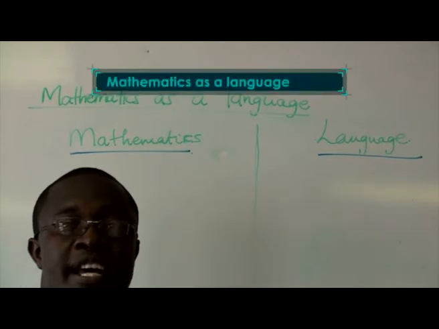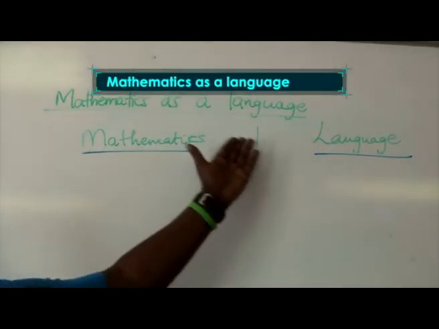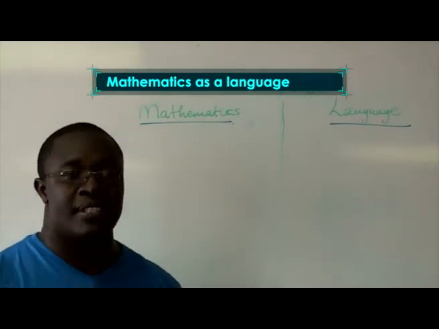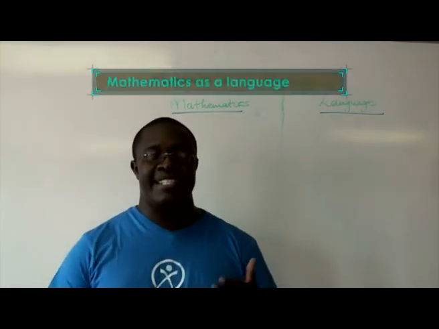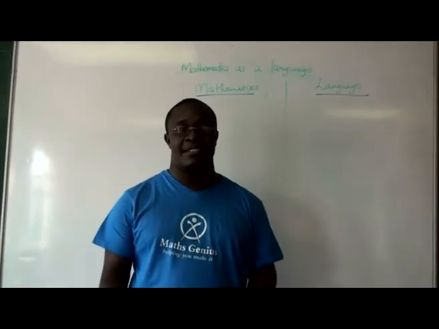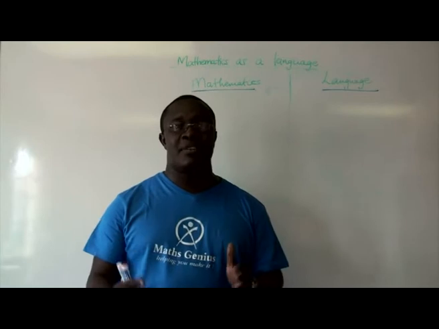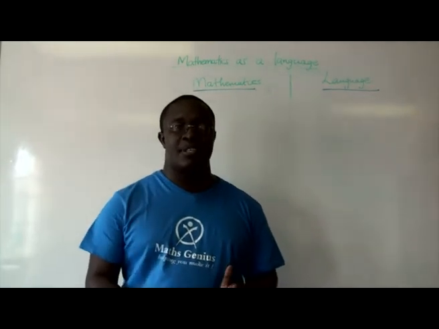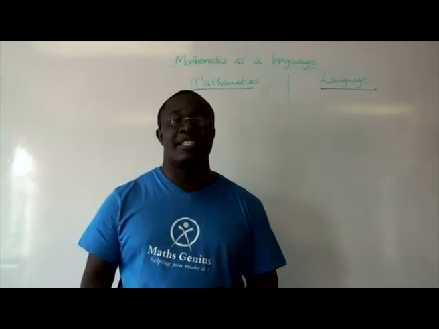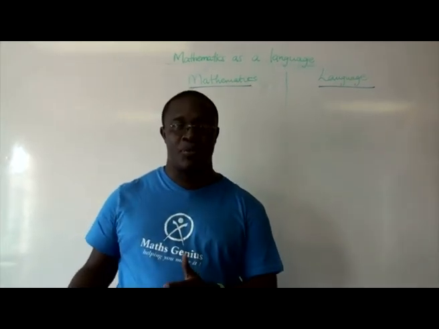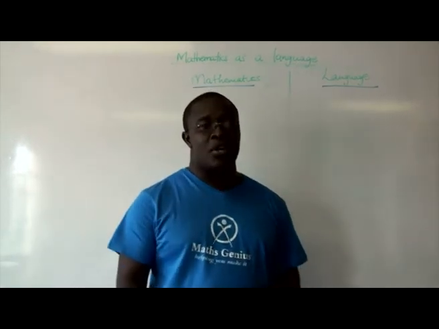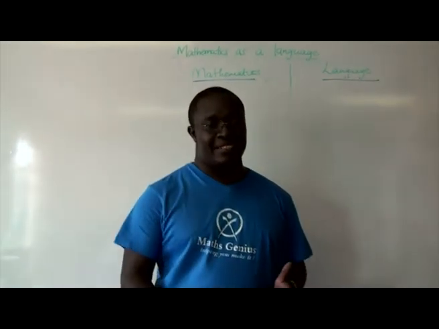Today we're going to be talking about mathematics as a language. So we'll just use language as an analogy to explain how you should understand mathematics. So maths is a language of numbers and symbols, and the combination of those to actually come up with a meaningful language that you can use to manipulate numbers and use to solve problems. So how is it like that?